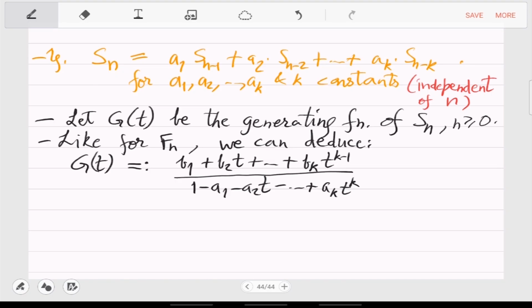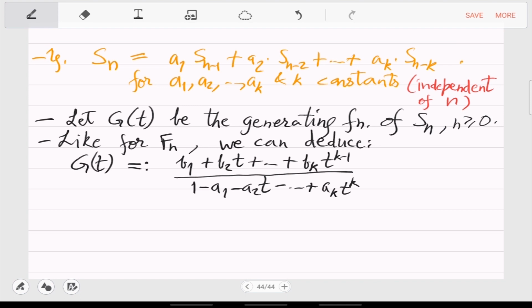Yeah, so this A1 to AK is the same actually, which appears in the recurrence. It isn't a mistake. Okay, and additionally there will be these other constants B1 to BK that you will get from the generating function. Any questions? I think this is what you will get.